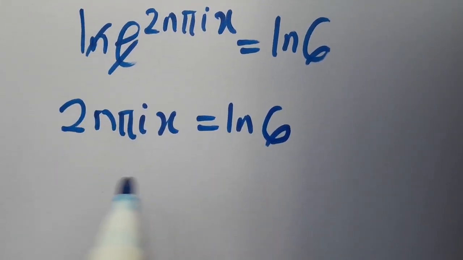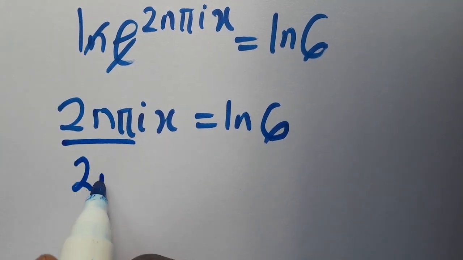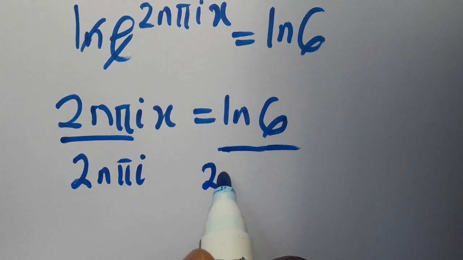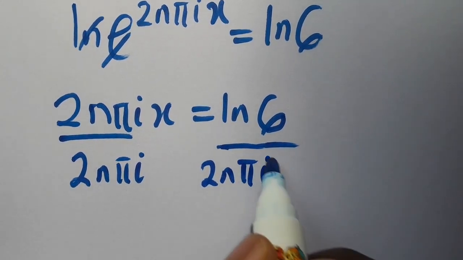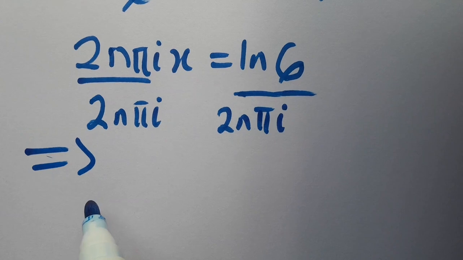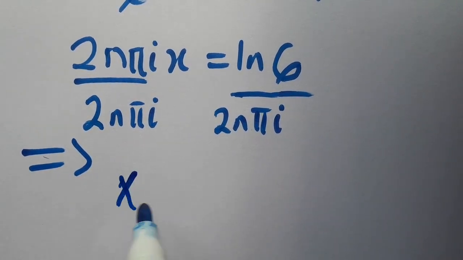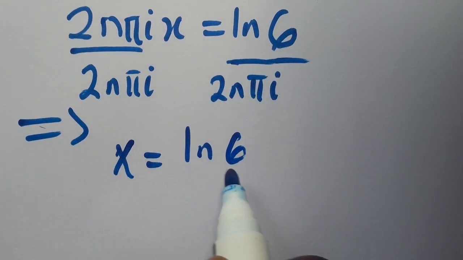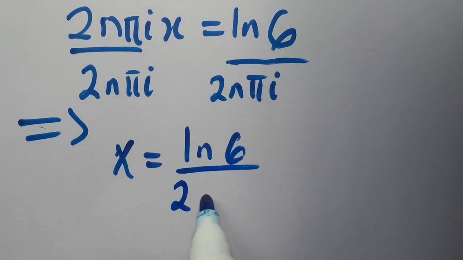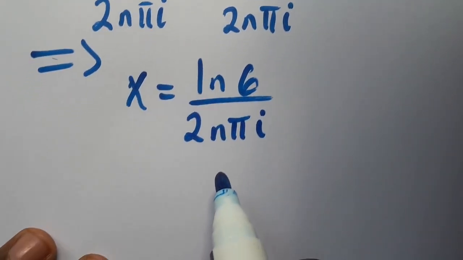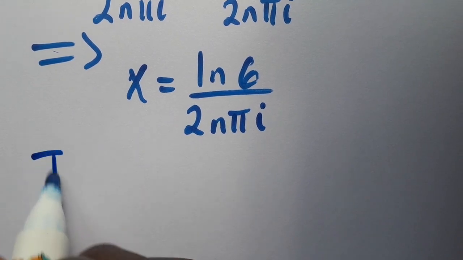Then let's divide through by 2n pi i to get x. So the left hand side will now be x equals ln of 6 divided by 2n pi i, and that is the final answer for the value of x.